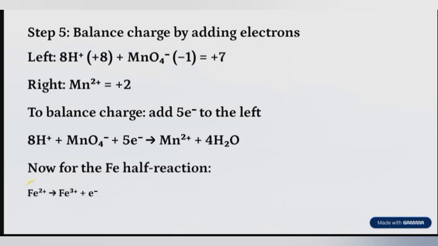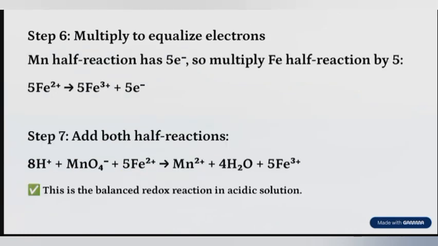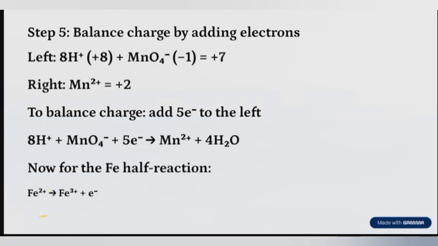So you do 5 times 1 now. You multiply the coefficient of E on this side by everything here, and the coefficient of E on the other side by everything here. The coefficient of E on this side is 5, right? You multiply it by everything here. So you will now be having 5 Fe2 plus, 5 Fe3 plus, 5E.